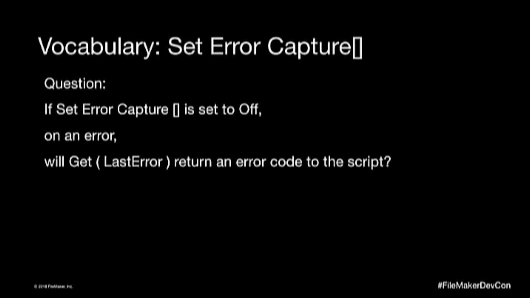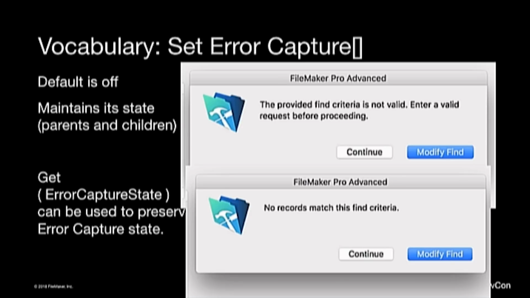There are maybe only a dozen script steps that produce messages. Most failed script steps, most errors, don't produce a message. So the default is off for error capture. You need to set it on if you want to prevent those messages. And as I said earlier, we don't really want users making decisions, which isn't a big deal. Lots of times it's just a notification. But also the language that FileMaker uses isn't always the greatest. So I like to replace those error messages with my own.